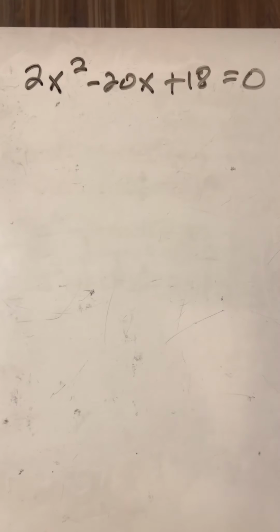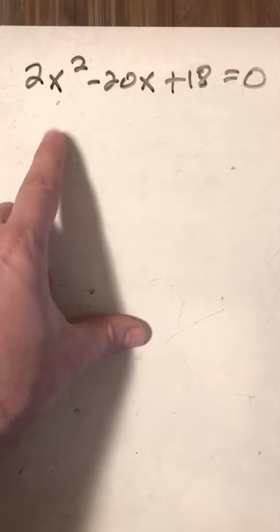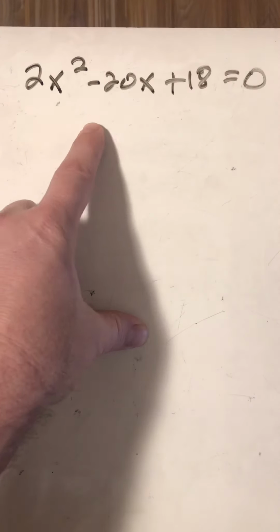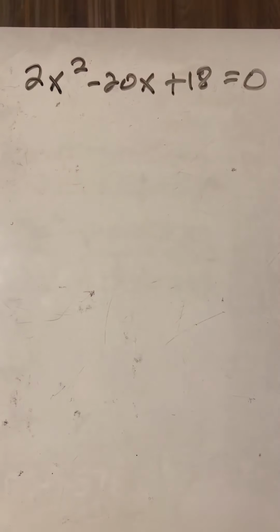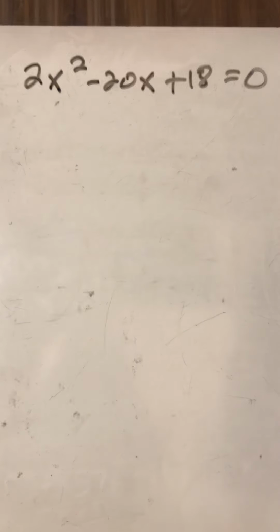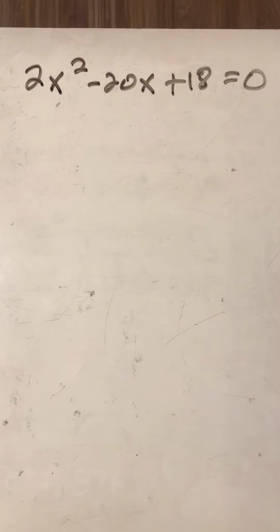Okay, guys, we are going to go ahead and take a look at solving a quadratic equation by completing the square when your a term is not 1. So here, if I look at this quadratic, I've got 2x squared minus 20x plus 18 equals 0. It's a quadratic equation, and in this case, my a term is 2, my b term is negative 20, and my c term is 18.